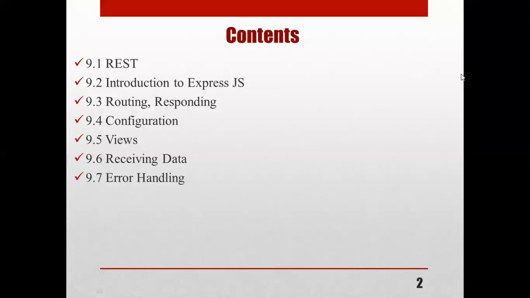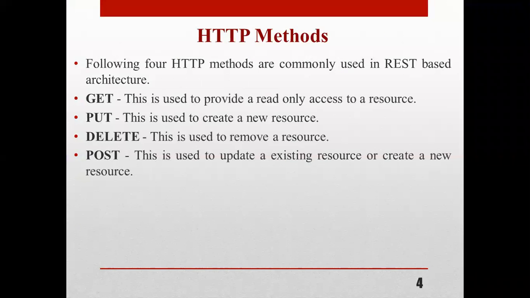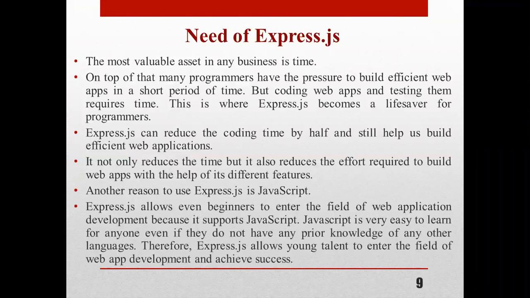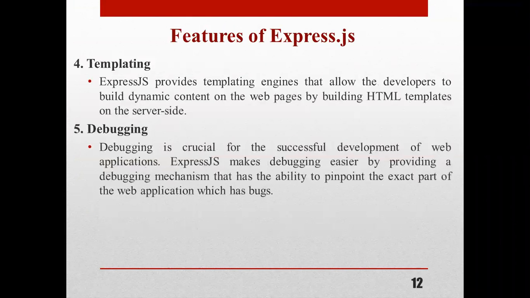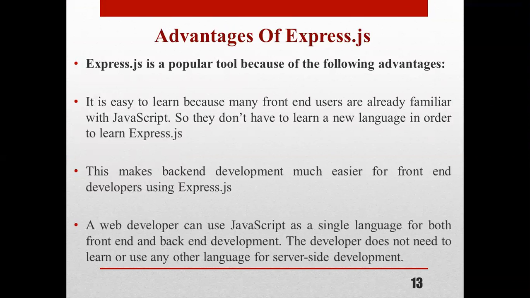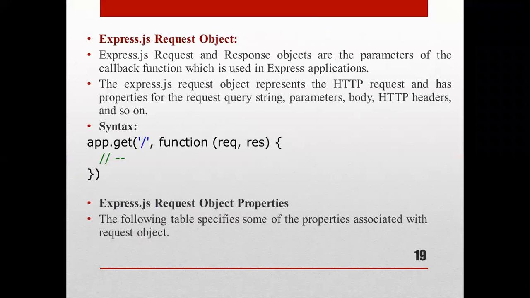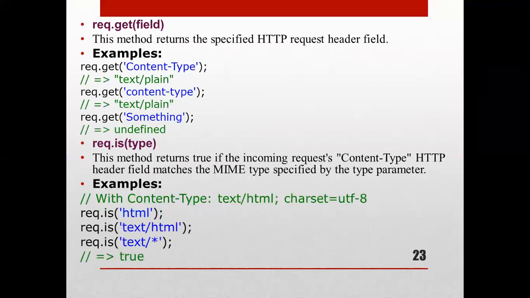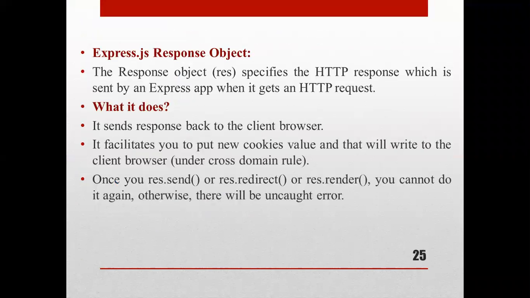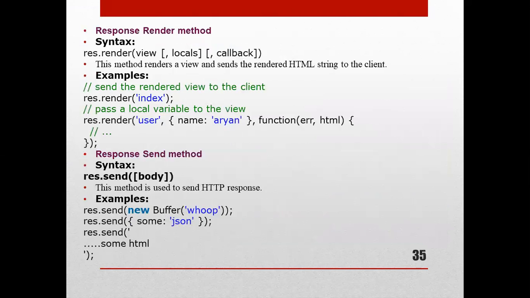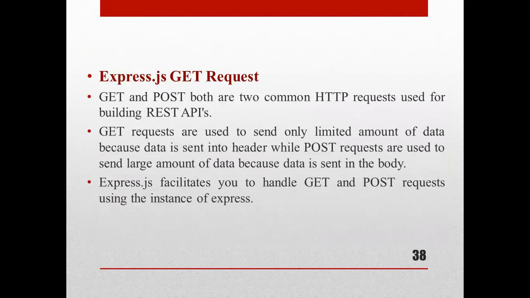In last sessions, we have seen the REST API, then the introductory part regarding Express.js. We have seen why to use Express.js, the need of Express.js, the features of Express.js and then the advantages of Express.js. We have also seen the Express.js request object and its methods, and the Express.js response object and its methods. In today's session, we are going to continue with the Express.js get request.